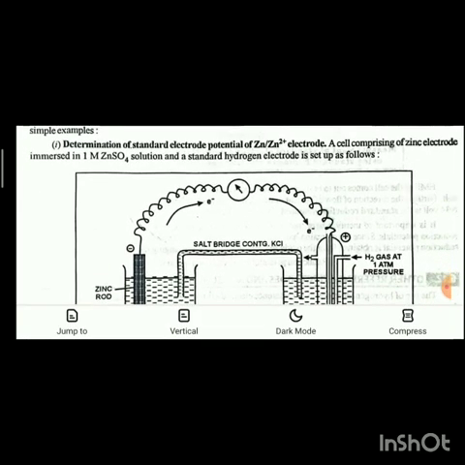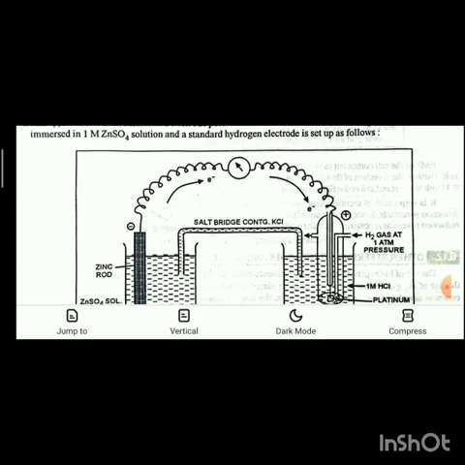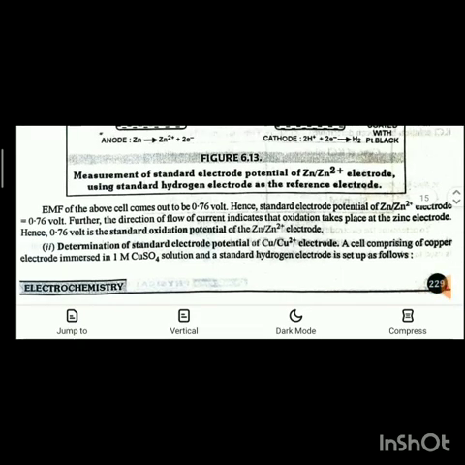Determination of standard electrode potential of the Zn2+ electrode. A cell comprising a zinc electrode immersed in 1 molar zinc sulphate solution and a standard hydrogen electrode is set up as follows. The EMF of the above cell comes out to be 0.76 volt. Hence, the standard electrode potential of the Zn2+ electrode equals 0.76 volt. Further, the direction of flow of current indicates that oxidation takes place at the zinc electrode. Hence, 0.76 volt is the standard oxidation potential of the Zn2+ electrode.